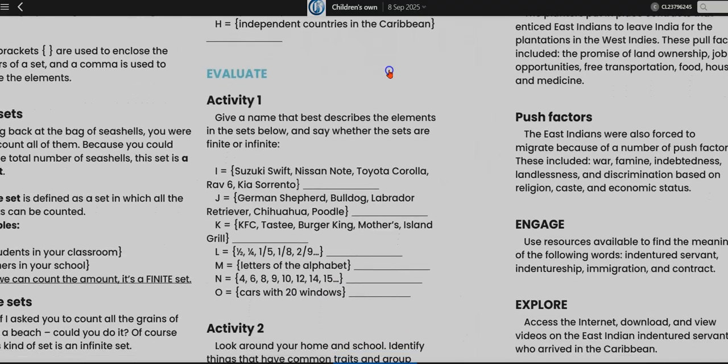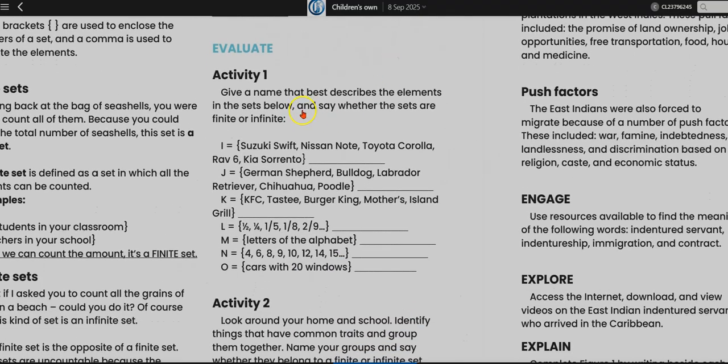All right. Let's go with evaluate. Give a name that best describes the elements in the set below and say whether the sets are finite or infinite. So set I, its members are Suzuki Swift, Nissan Note, Toyota Corolla, RAV4, well, I see RAV6, Kia Sorento. So this would be a set of motor cars.